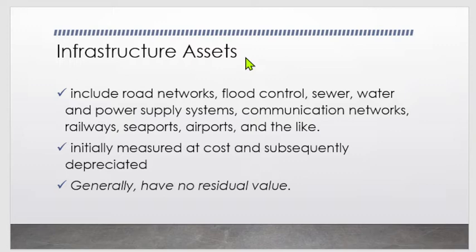So, ano ang papasok dito sa ganitong klaseng characteristics as provided by the GAM? This will include road networks, flood control projects, sewer, water, and power supply systems, communication networks, railways, seaports, airports, and the like. So, ito yung mga klase ng infrastructure assets natin.